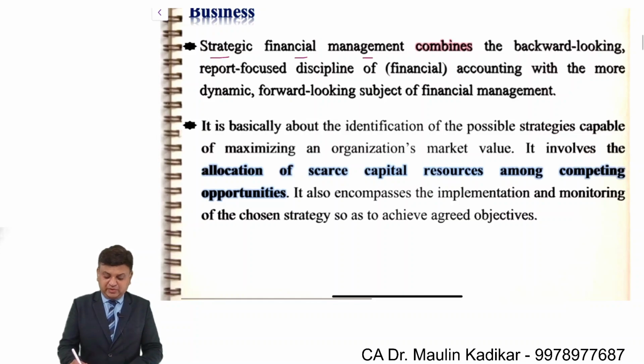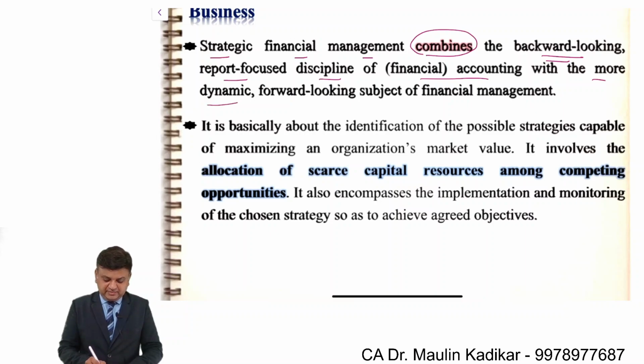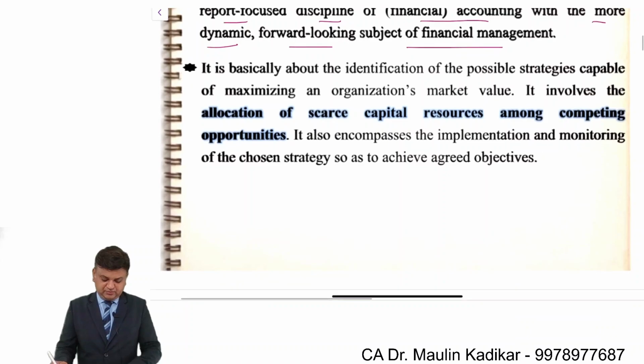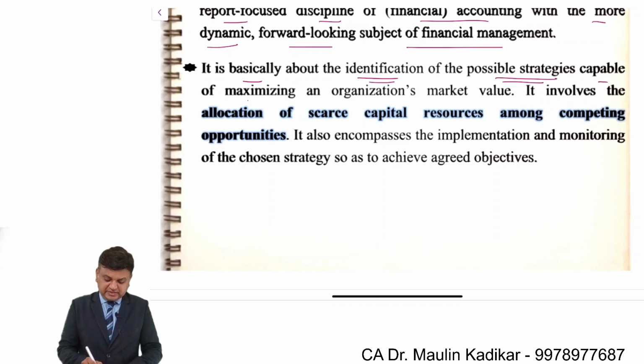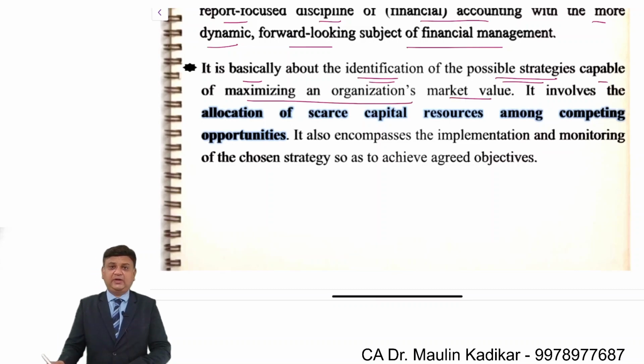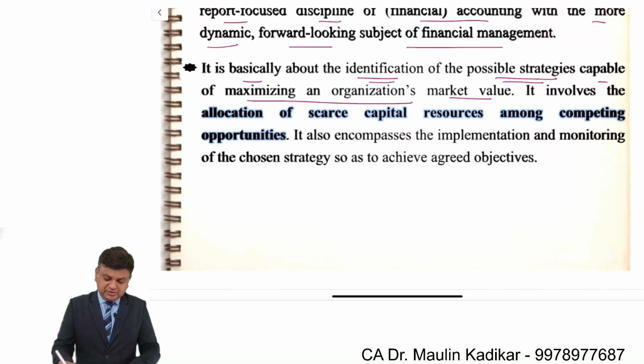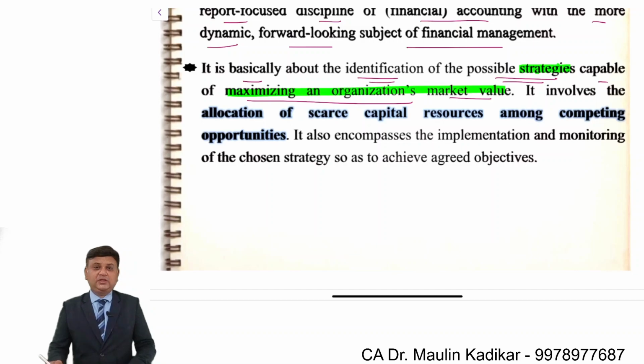Strategic financial management combines the backward-looking, report-focused discipline of financial accounting with the more dynamic, forward-looking subject of financial management. It is basically about the identification of the possible strategies capable of maximizing an organization's market value. So we have to constantly look for the strategies which will maximize the wealth of the organization.